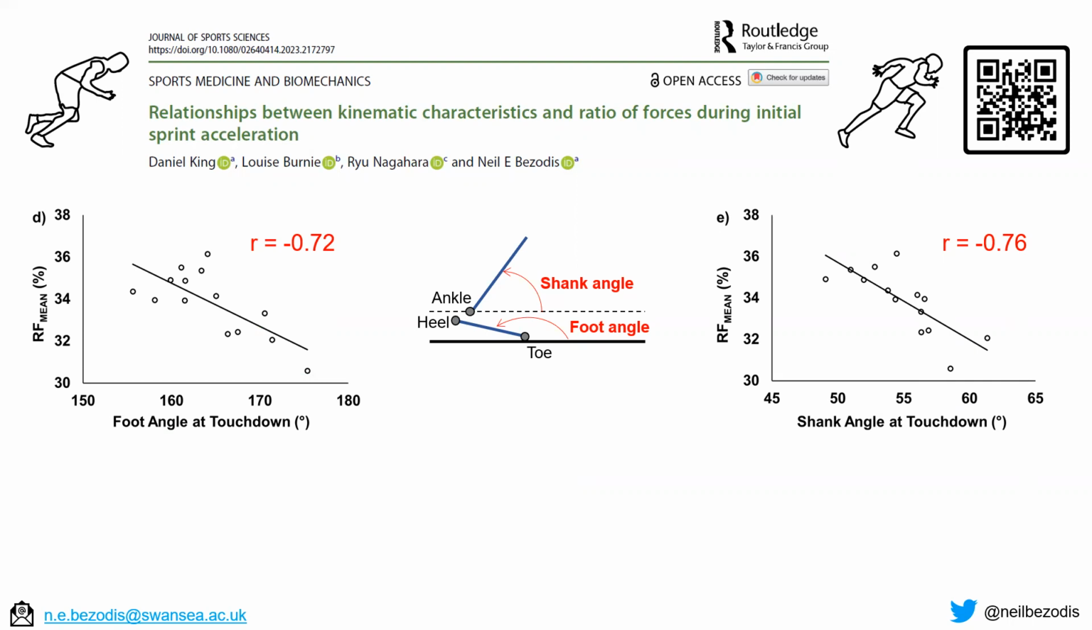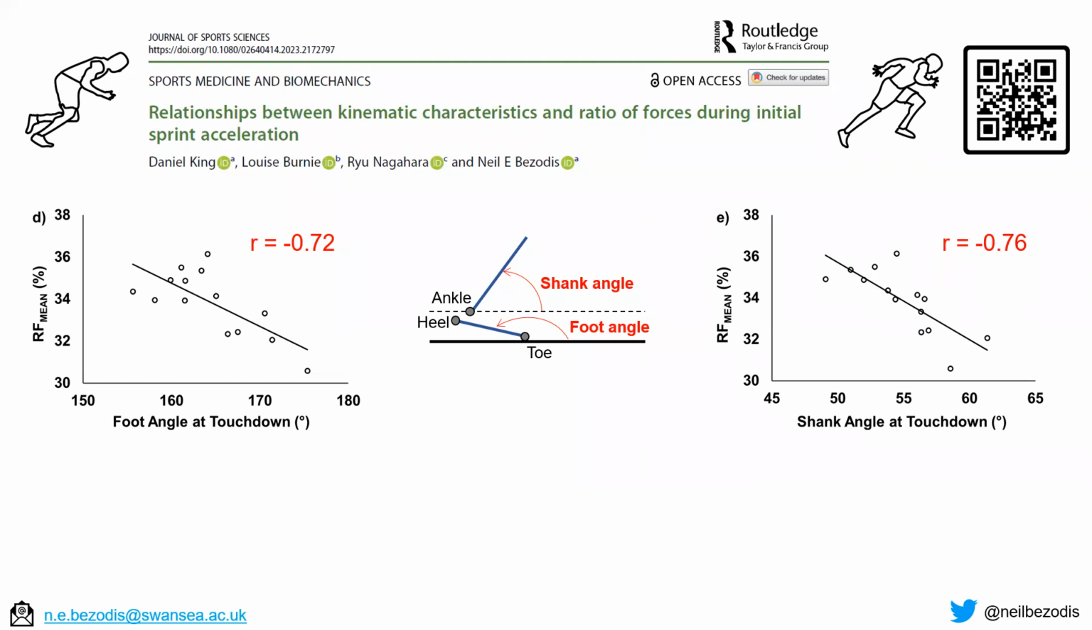And the 2 that we found were related to RF was landing with a more forward orientated proximal end of both the foot and the shank. So as you can see here, the further the foot angle is from 180 degrees, so the less flat the foot, as you can see in the middle there, and the lower the shank angle, so the more the top end is leaning forwards, the higher the ratio of forces.